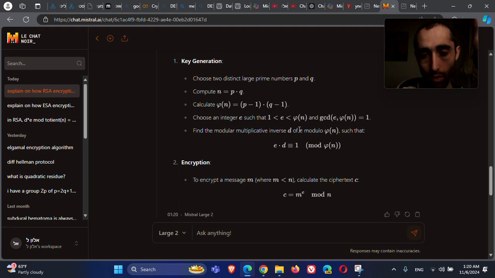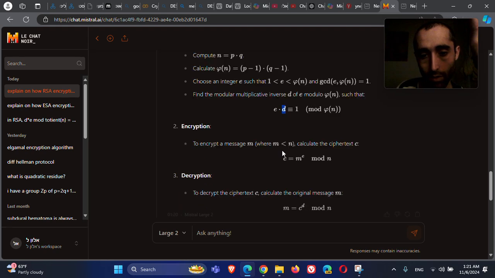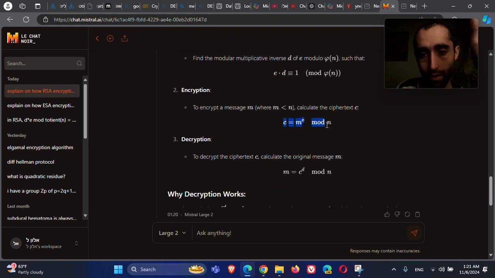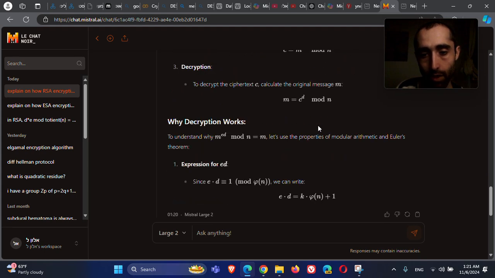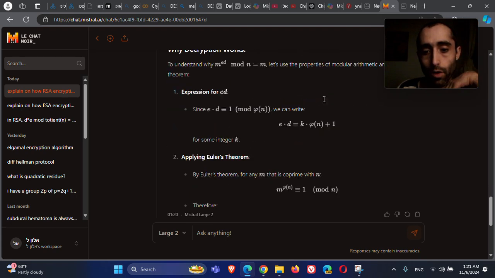Now we have those. This is what E and D satisfy. This will be in the public key, this will be in the private key. And we have the ciphertext. We encrypt by taking the message raised to the power of E modulo n. Then we decrypt using C to the power of D modulo n. I wish that it will show you.